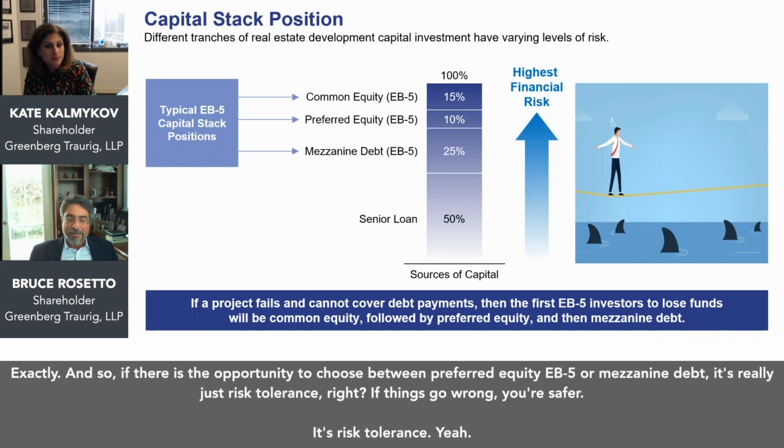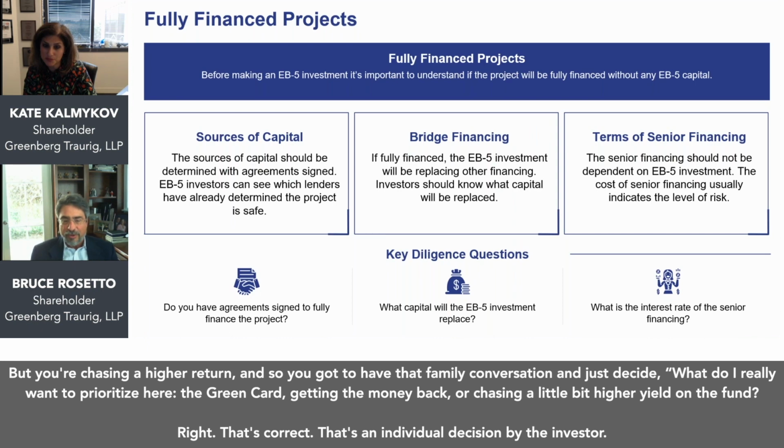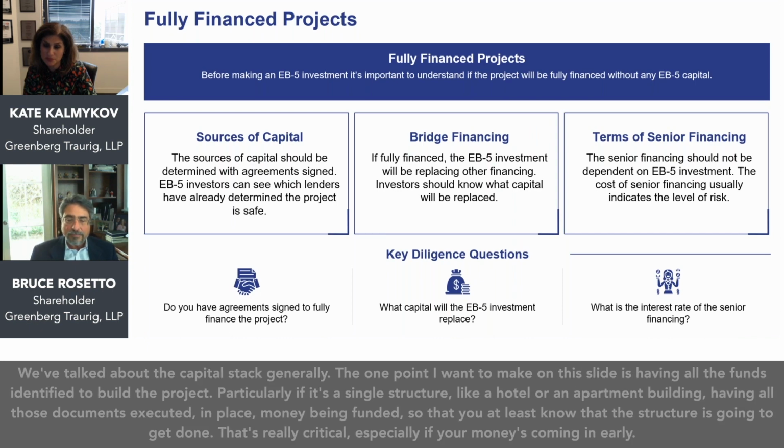And so if there is the opportunity to choose between preferred equity, EB-5, or mezzanine debt, it's really just risk tolerance, right? If things go wrong, you're safer, but you're chasing a higher return. And so you just got to have that family conversation and just decide, what do I really want to prioritize here? Green card, getting the money back, or chasing a little bit higher yield on the fund. That's correct. That's an individual decision by the investor. Yep.